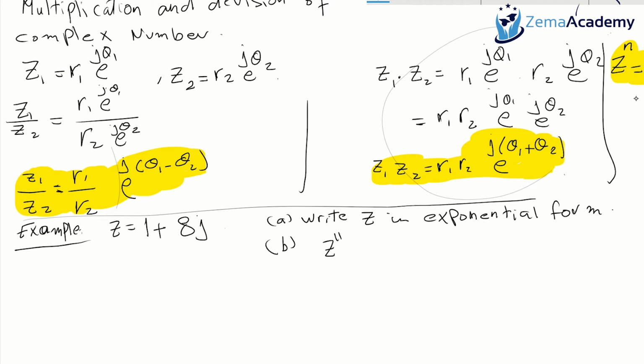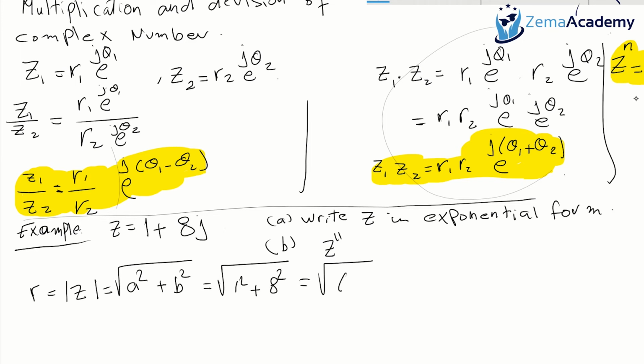Now to write it in exponential form, you need to find r, which is the modulus of z, which is the square root of a squared plus b squared. It's the square root of 1 squared plus 8 squared, which is the square root of 65. Okay?